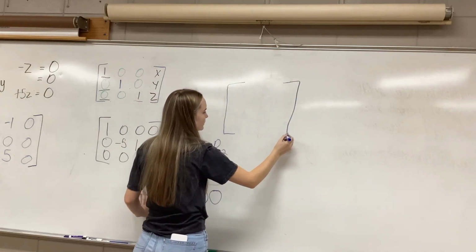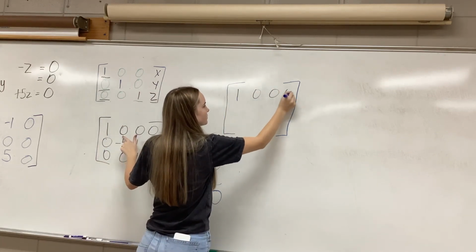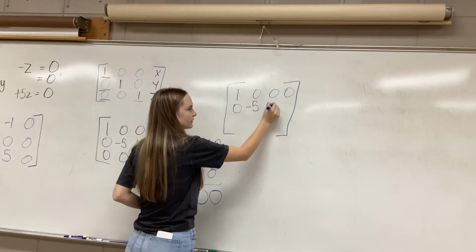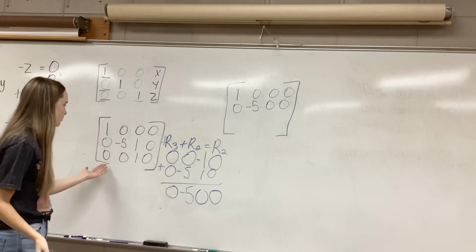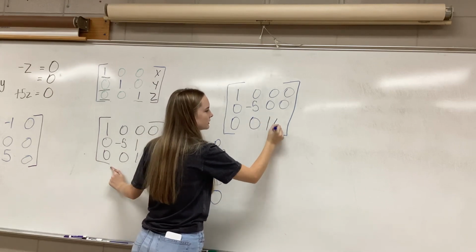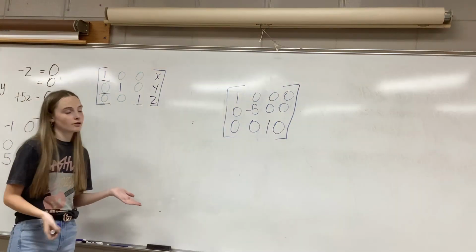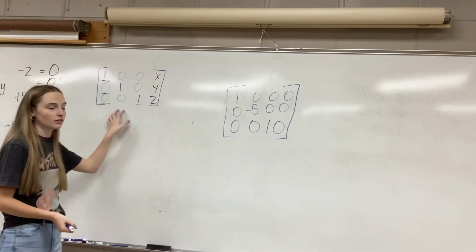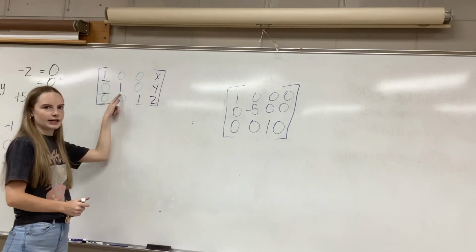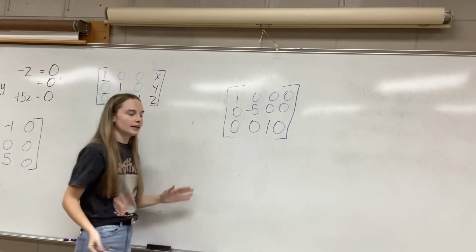So for our new matrix, our row 1 is going to stay the same because we did not mess with it. Our new row 2 is going to be 0, negative 5, 0, 0. And then our row 3, we didn't mess with it, so it's just going to be 0, 0, 1, 0. As you can see, we're getting a little bit closer because they're starting to look more like this one right here. Our new matrix is looking a lot like this one, but there's still one thing we're missing. Notice how in this one it's a 1, but on ours it's a negative 5.